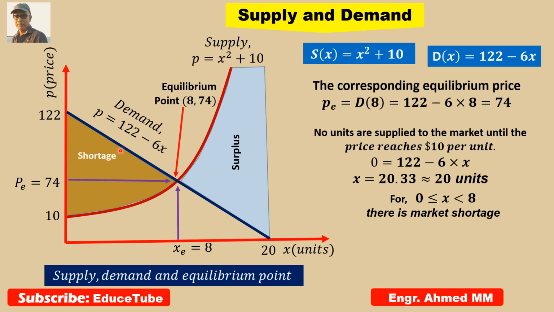The supply curve crosses the demand curve at the equilibrium point (8, 74), and on the right-hand side of that we can put a new range: x less than 20 and greater than or equal to 8. There is a market surplus. So it is very clear now for us.